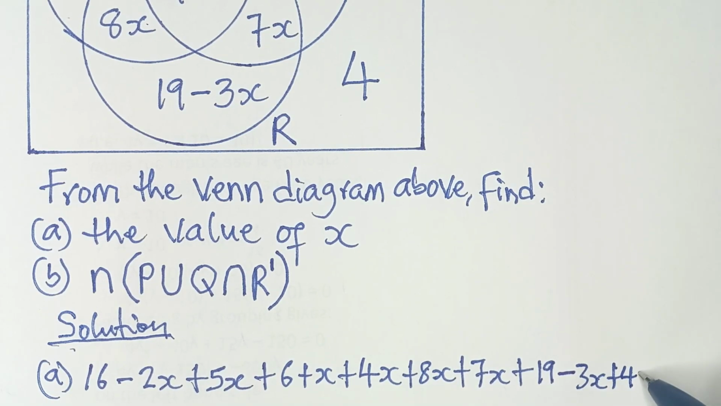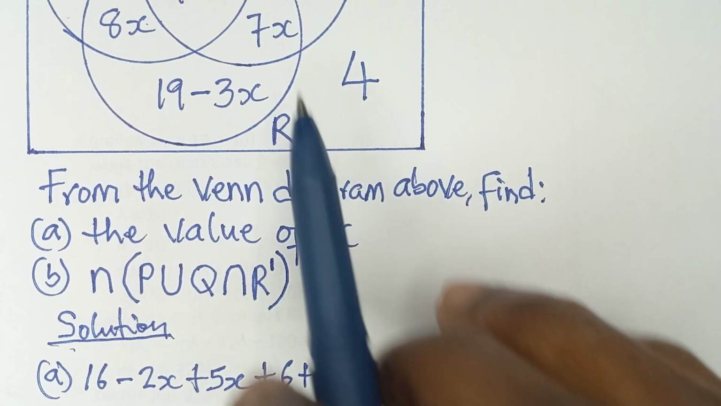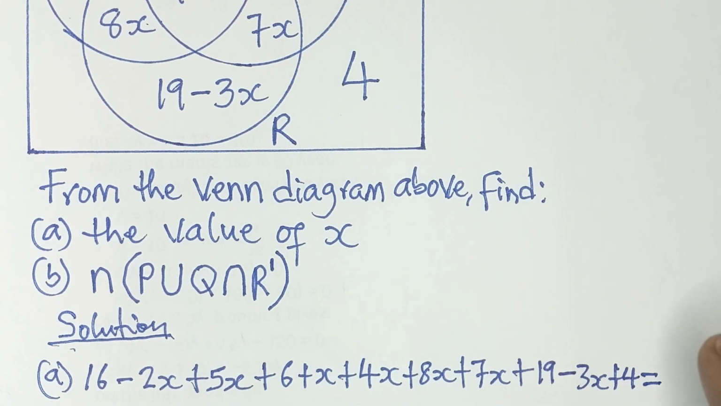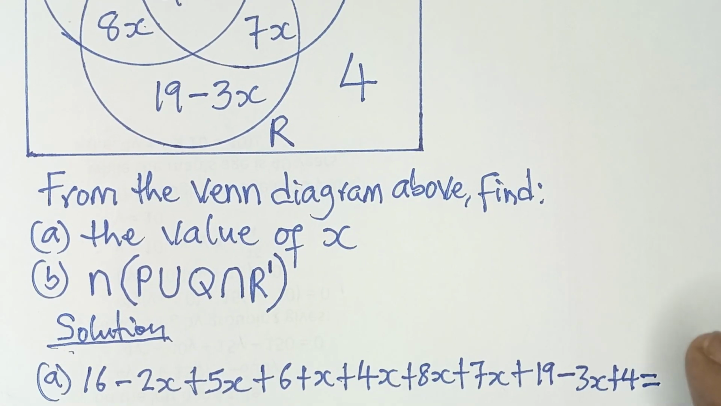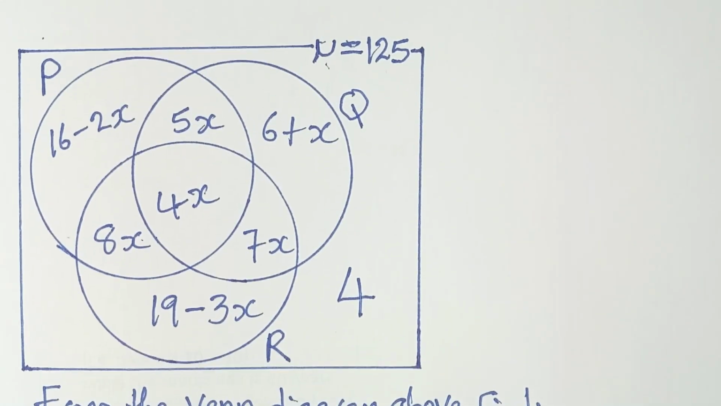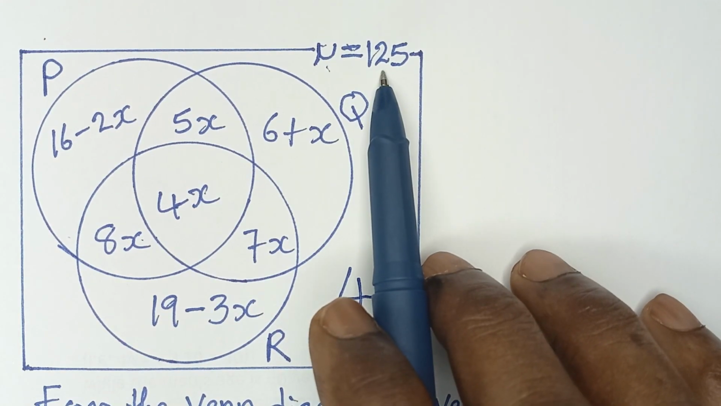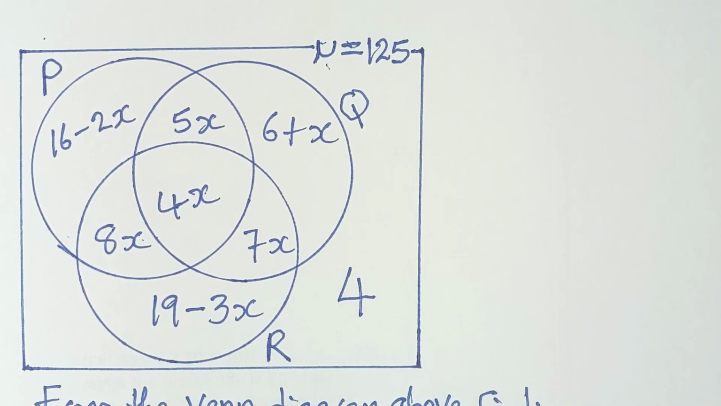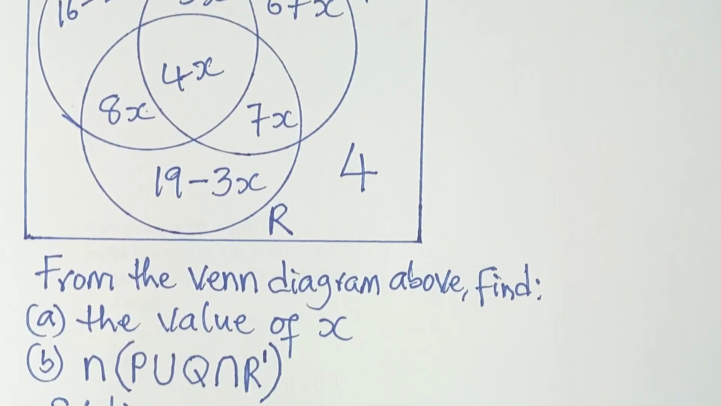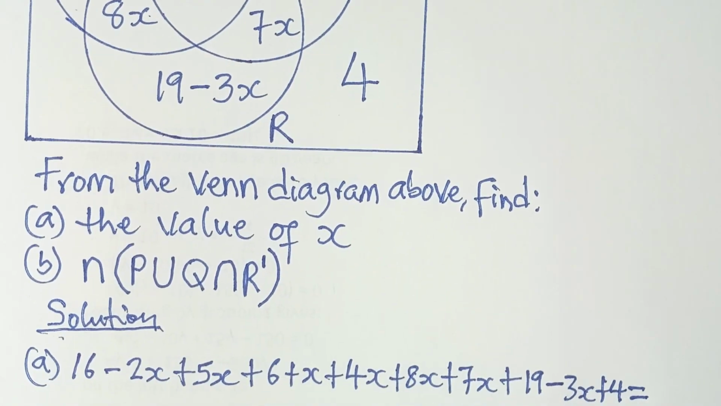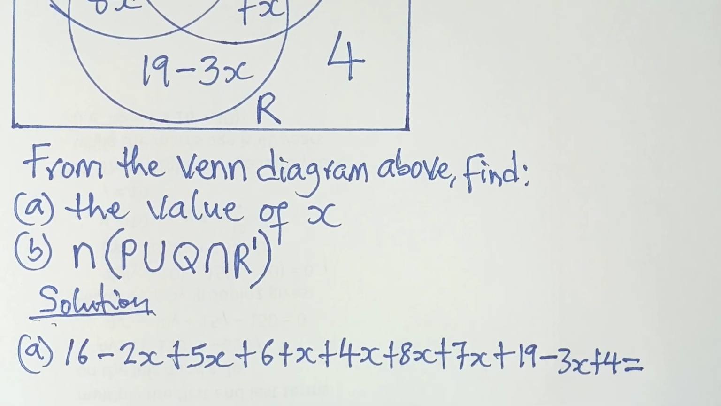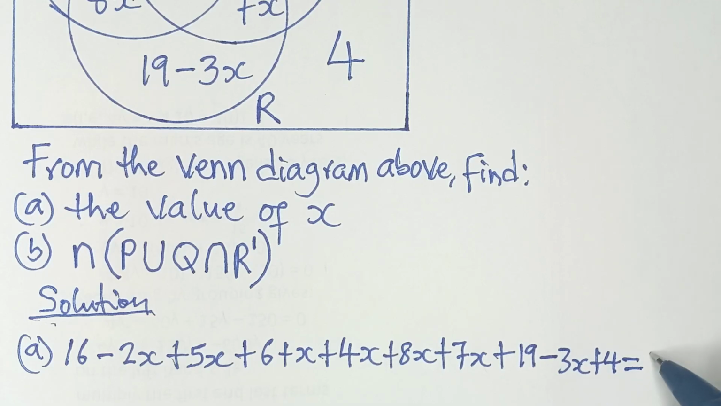And everything is supposed to add up to give us the universal set in the question. And what is the value of the universal set? Which is 125. So everything that we have written now is supposed to add up to 125. So let's simplify now in order to get the value of X.